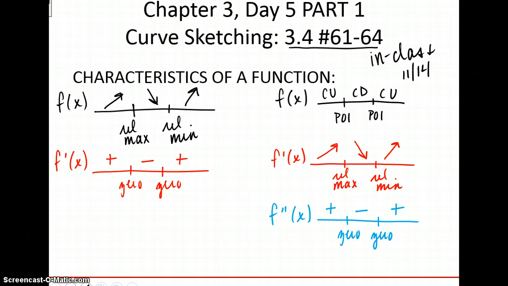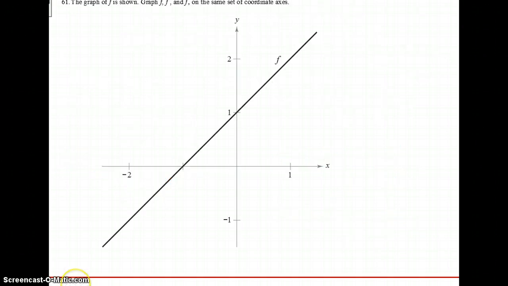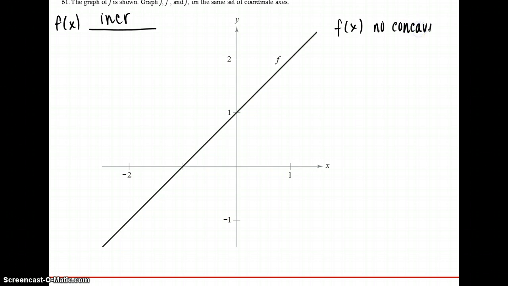Okay, so let's try to put all this together. So again, I have packets of these graphs, but here's my function f. So for each one, we're going to determine the behavior of the function, increasing and decreasing, and concavity. So my function is strictly increasing, and my function has no concavity. So again, the easiest way for me to describe concavity would be an upward or downward facing parabola.